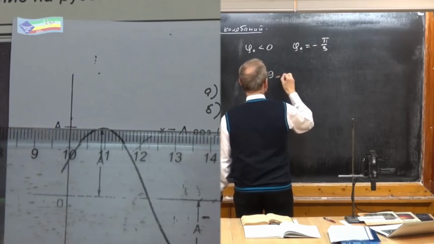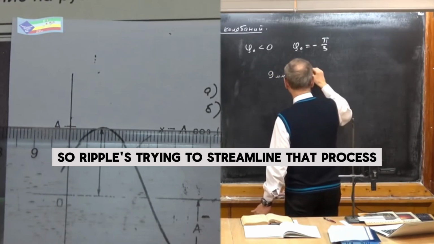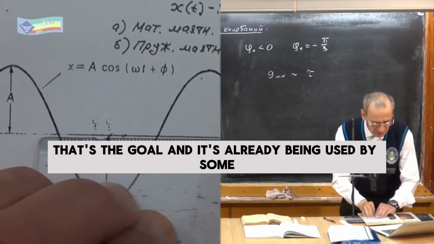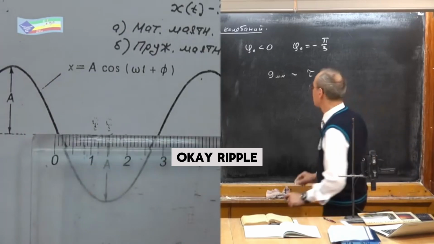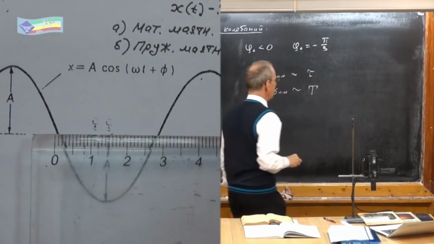That makes sense. International wire transfers can be such a pain, both slow and expensive. So Ripple's trying to streamline that process. That's the goal, and it's already being used by some major banks around the world. Okay, Ripple, the bank-friendly cryptocurrency. Got it. Now what about Dash?